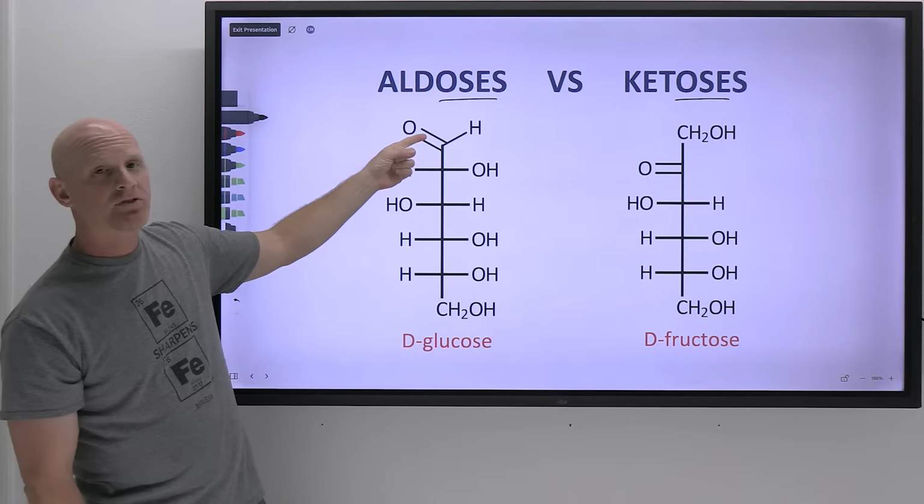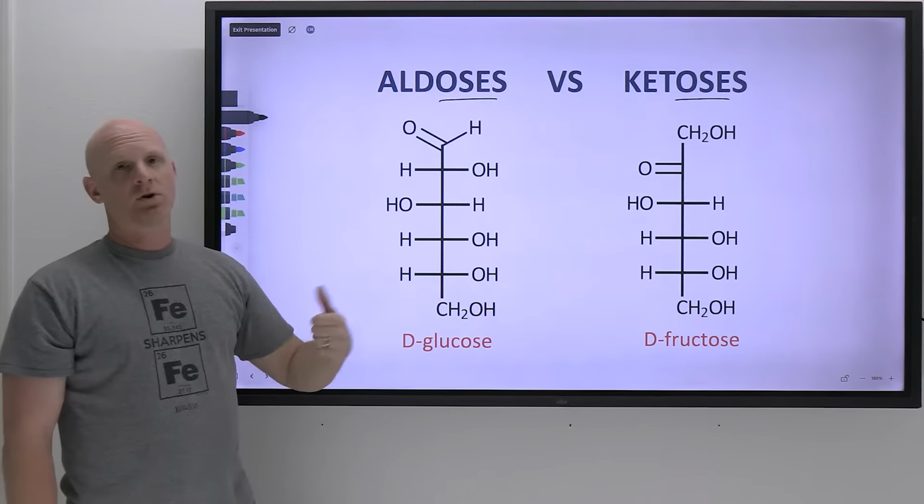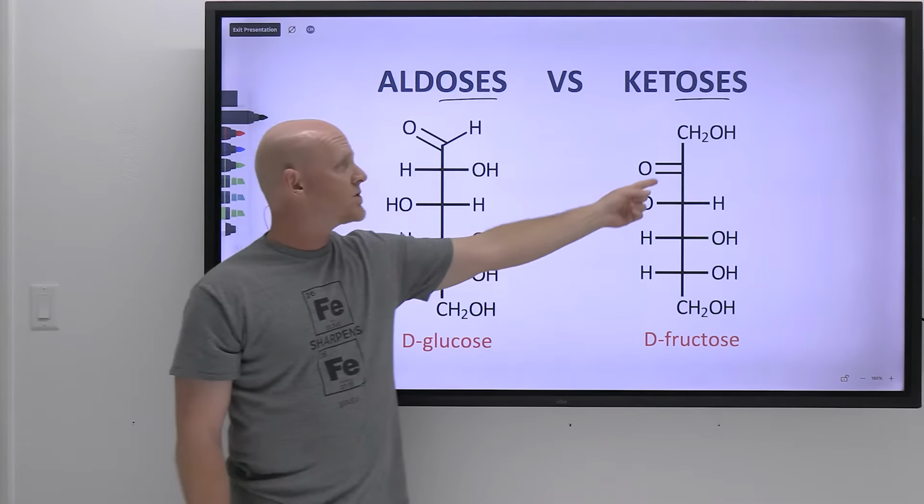You should recognize, does your carbonyl group come at the terminus of the sugar? Then we'll call it an aldose. Does it come not at the terminus? Then we'll call it a ketose.